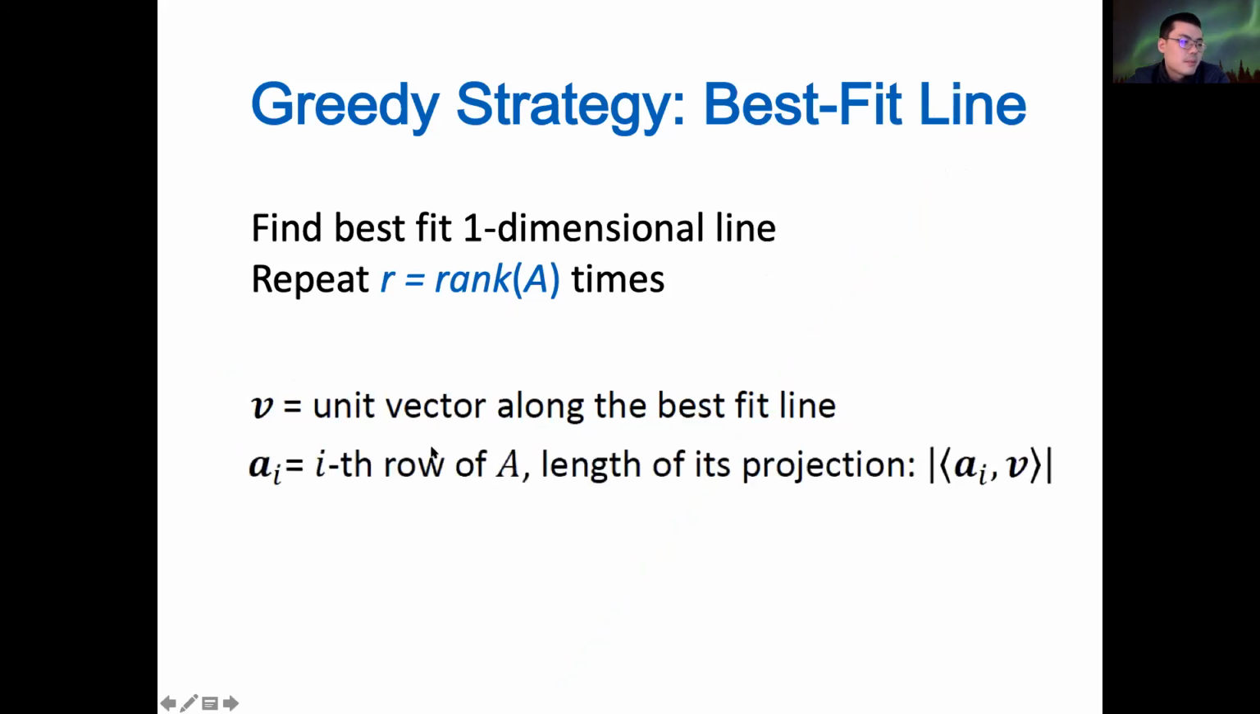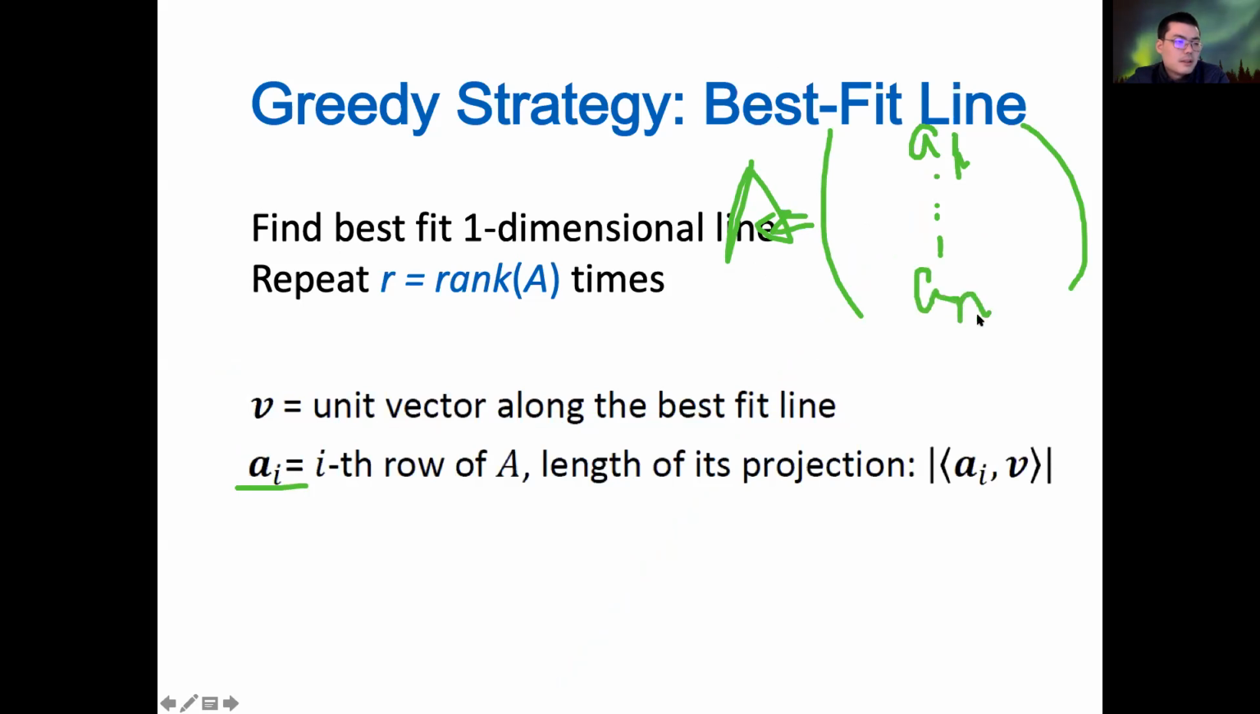Let's think of it this way. Here's our notation. We have a matrix A, which has n rows of d dimensions. Usually when we talk about a vector, it's a column vector. But here, when we talk about a_i, it's a row. a_1 is the first row, up to the nth row.